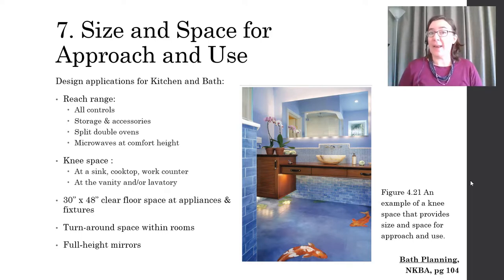Split double ovens can help with this, and also microwaves at comfort height, like we saw in the last slide. Also think about knee space. Knee space helps by providing access for anyone who needs to be in a seated position. Could be someone in a wheelchair, could be someone who needs to use a chair for extended or long duration activities. At a sink, at a cooktop, at a work counter in the kitchen. Right? In the bathroom, we need to think about vanities and lavatories.